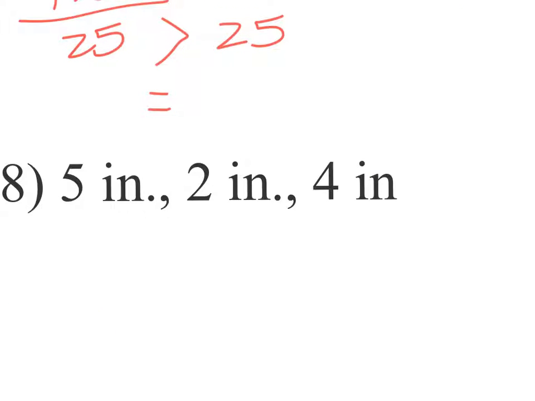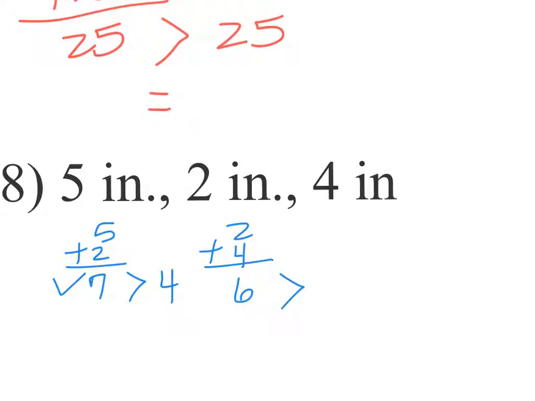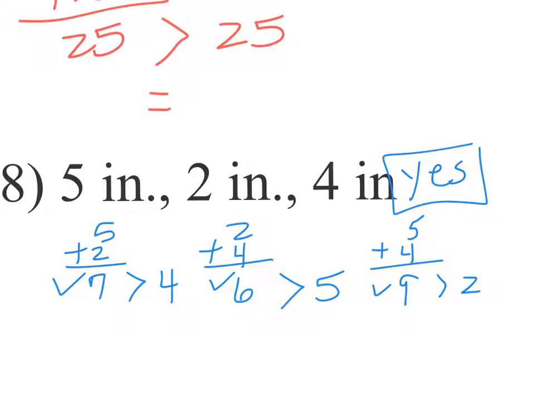All right, number 8, the third triangle. I'm going to do the same process. 5 plus 2 is 7. 7 is supposed to be greater than 4. That's true. Now I'm going to move down and do my other 2 sides. 2 plus 4 is 6. Is 6 greater than 5? Yes, that one's true. My third addition problem, 5 plus 4 is 9. 9 is greater than 2. So number 8, yes, you can create a triangle from those 3 side lengths.